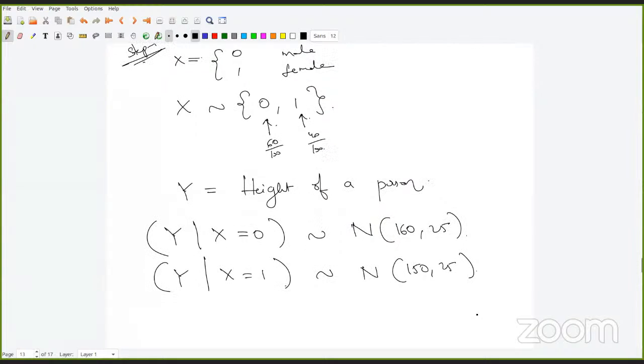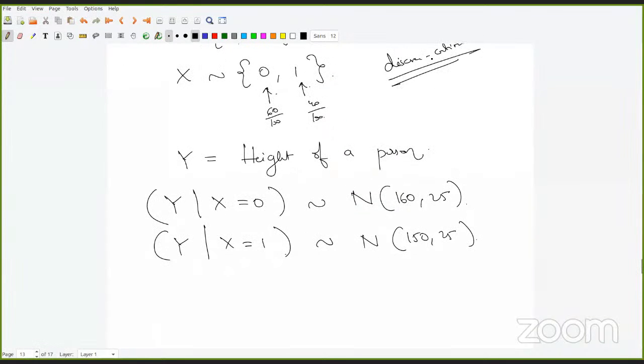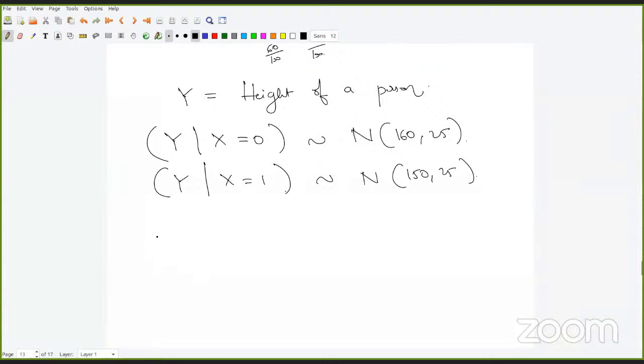Now we have this setup. We know this is a discrete-continuous case. In order to find the distribution of y, what will it be? It is the probability of x equal to 0 multiplied by the normal density plus the probability of x equal to 1 multiplied by the normal density. Correct.